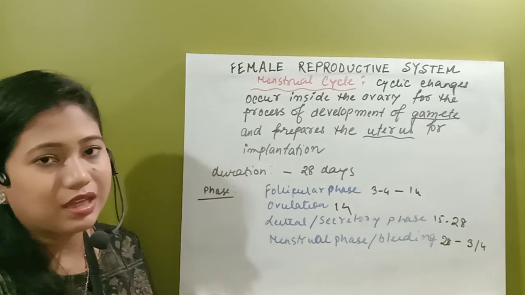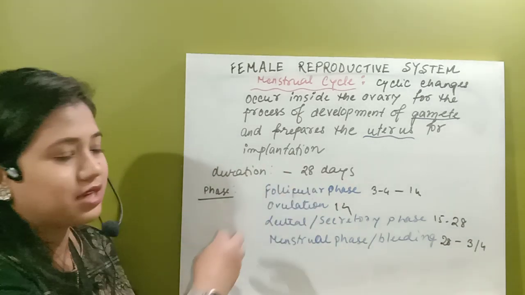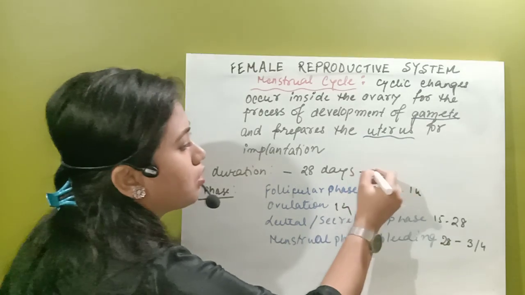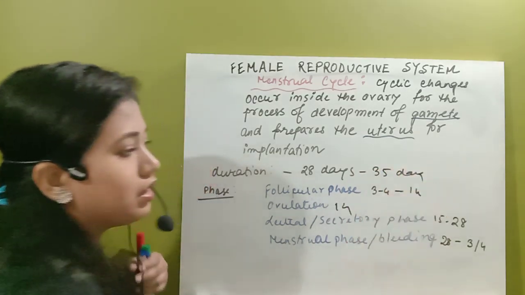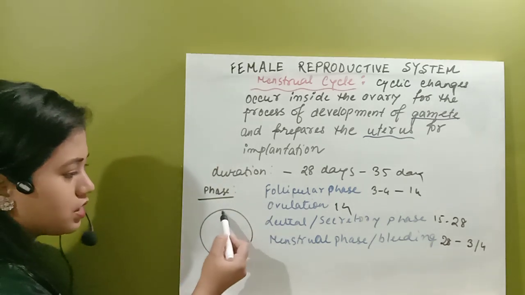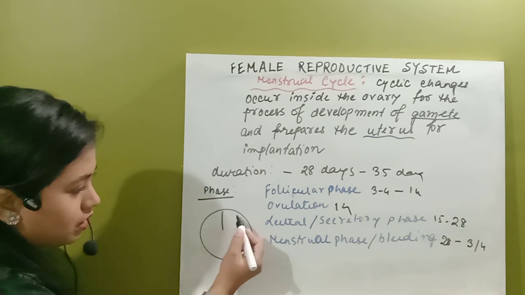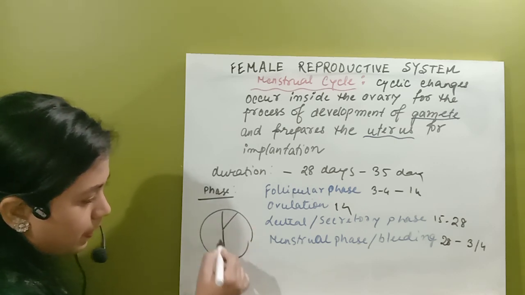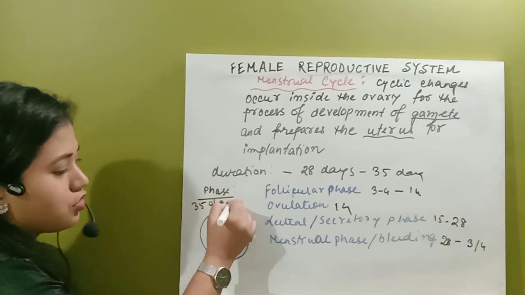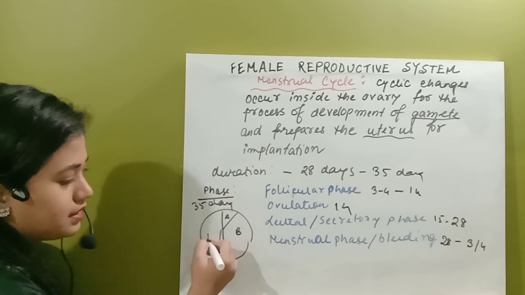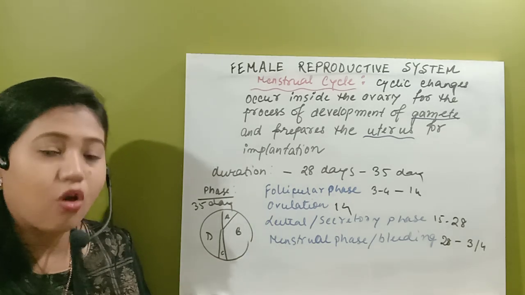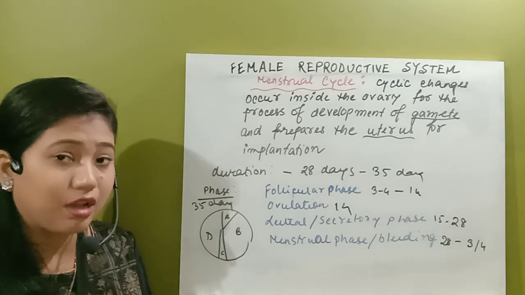If the menstrual cycle is 28 days, then the time period will be like this. Suppose the menstrual cycle is around 35 days long, and in the question this is the cycle, the 35-day cycle. You have to tell what A, B, C and D are. This D phase will include how many days? A lot of complicated things can come from this part.